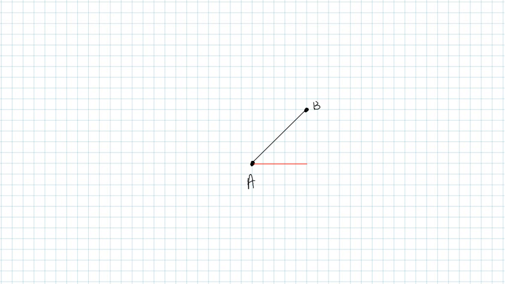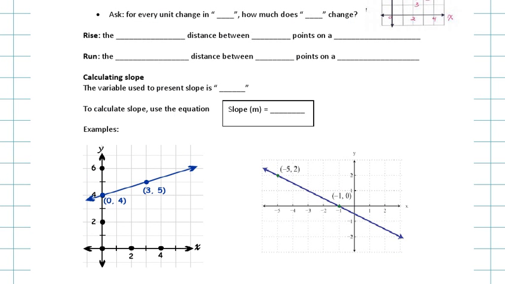And then what do I do after that? I go up. How much? 1, 2, 3, 4, 5. So I have to go over 5 and up 5, right? So that's me going from point A to point B legally. Good. Remember this for my next lesson.